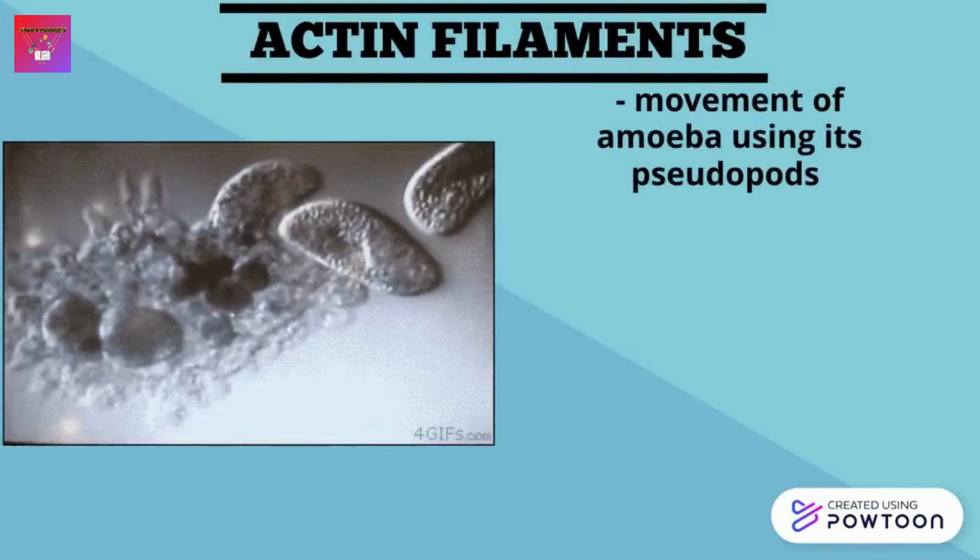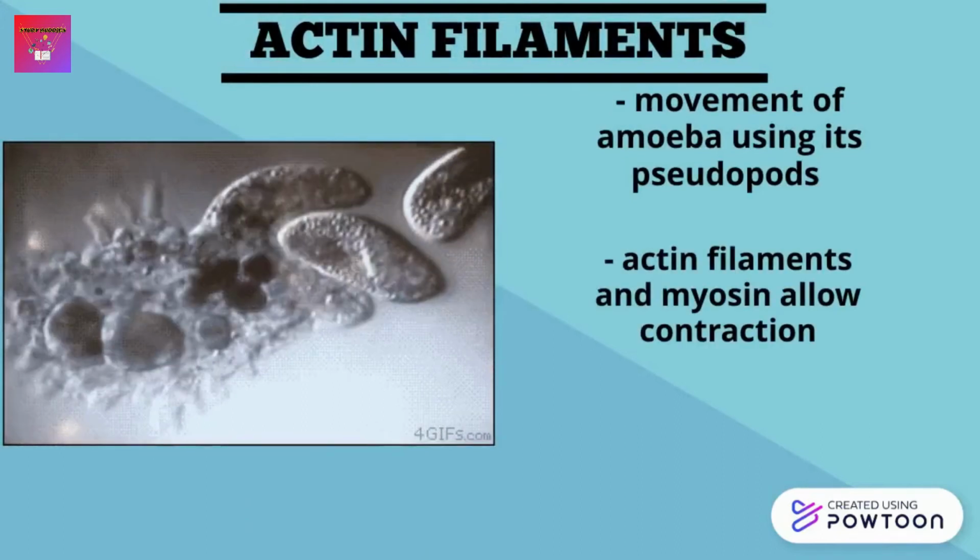The alternate contraction and movement happens when the actin filaments work together with a motor molecule called myosin. With the expenditure of ATP, myosin molecule pulls the actin filaments along its way. We will learn more about this process of actin filaments and myosin working together in our future videos on muscle contraction.